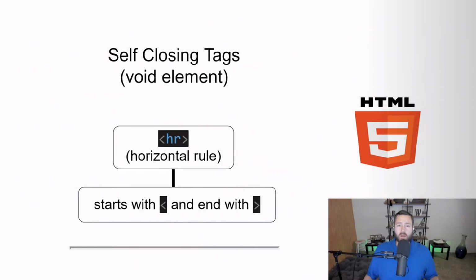A good example of the self-closing tag would be the HR element, short for horizontal rule. As you can see, it doesn't contain anything, but it does output a horizontal rule line to the browser, which can be used to separate, say, sections of a document.